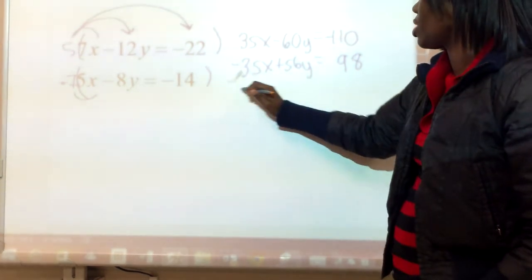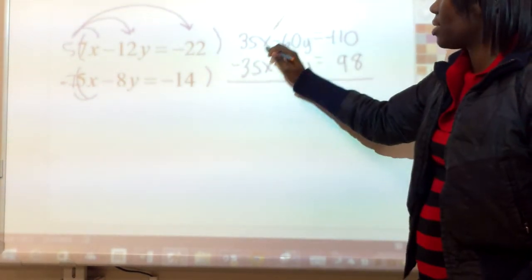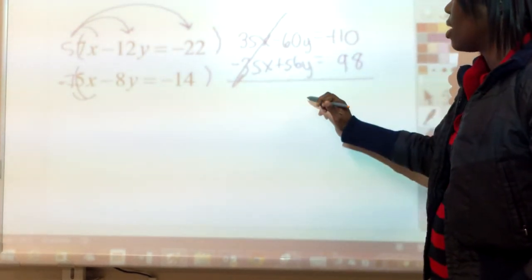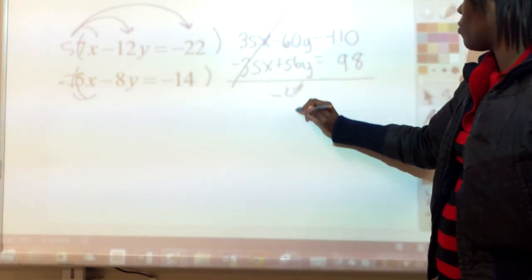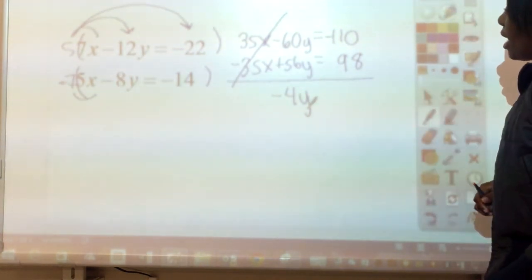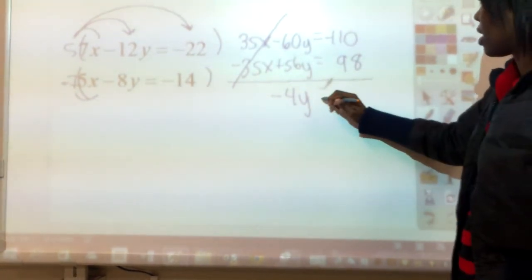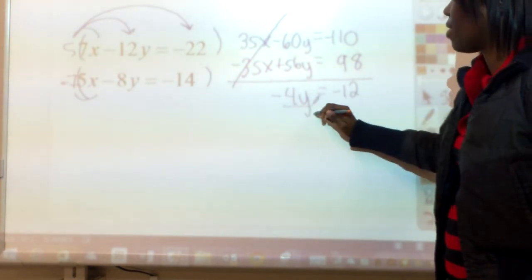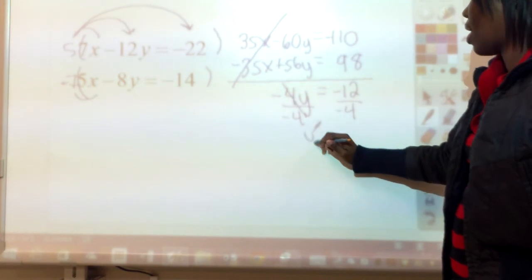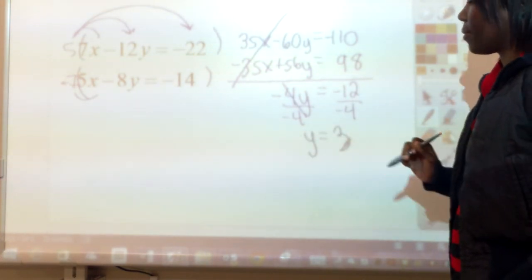Then we combine like terms. Our x's cancel. And so now we combine our y's, and we get a negative 4y. And then negative 110 and 98 is going to give us a negative 12. Divide by negative 4. And y is equal to 3.